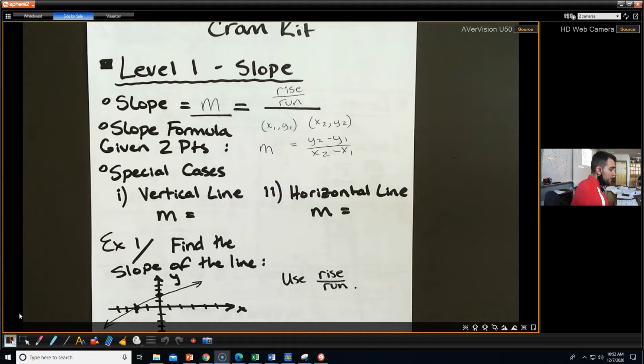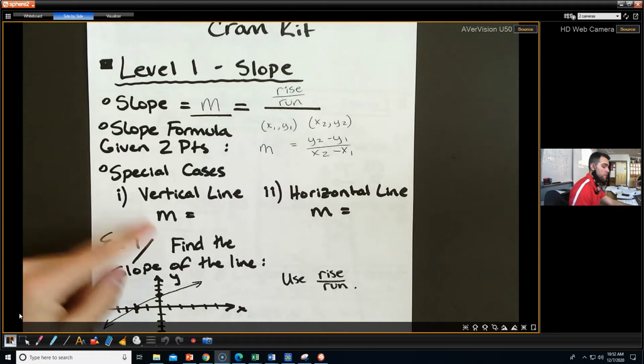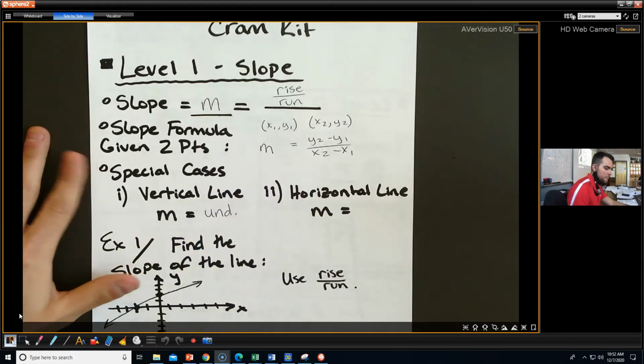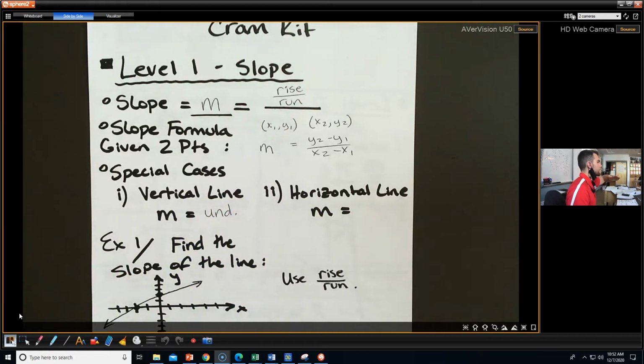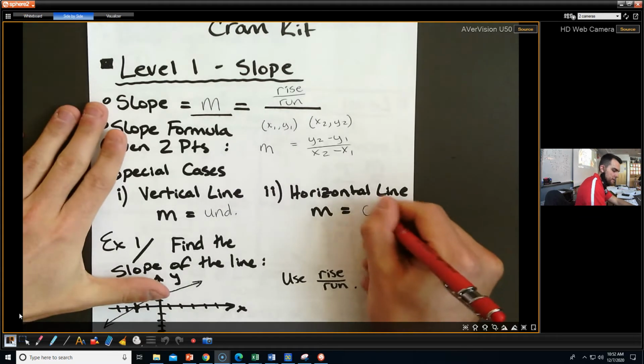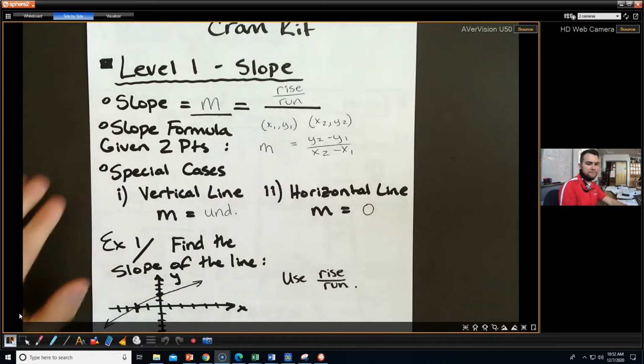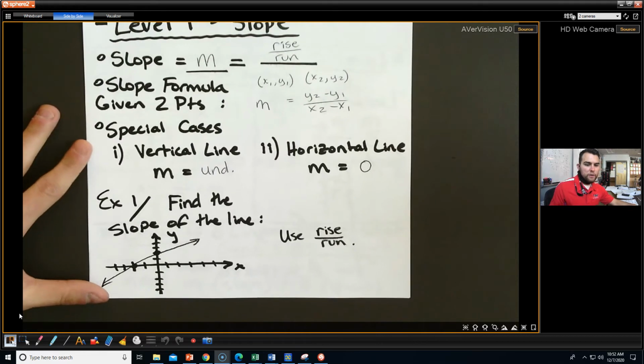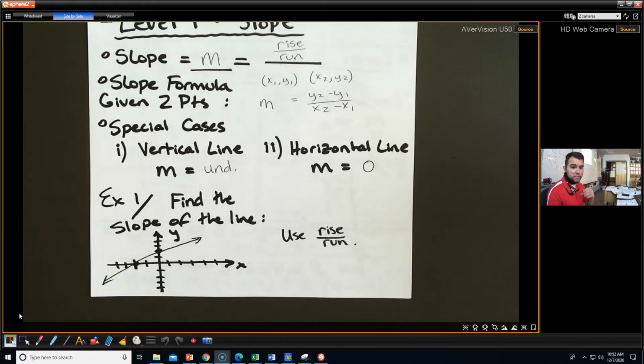We also have some special cases. If I have a vertical line, what slope is that? It's undefined, yes. So for a vertical line, the slope is undefined, so you can put UND. For a horizontal line, what's that slope? That one is 0.